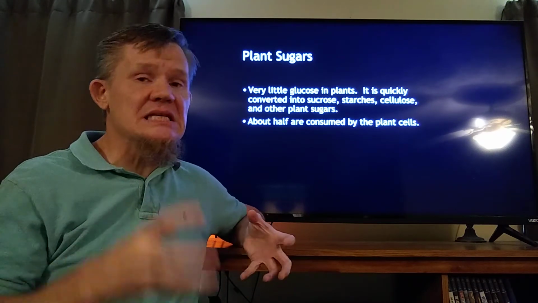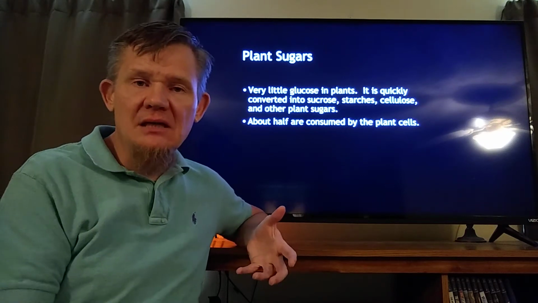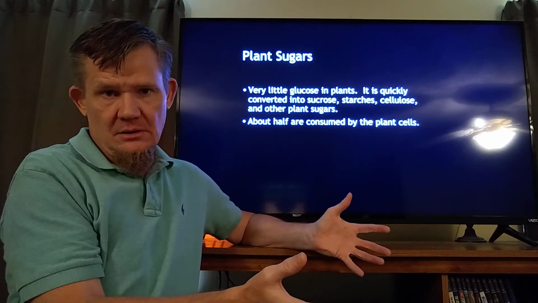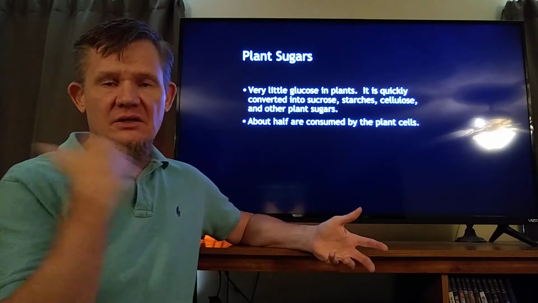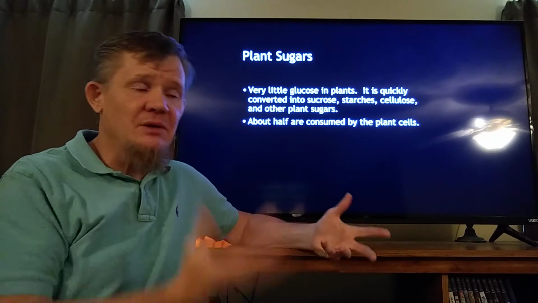Starch is really stable. That's why pasta, dried spaghetti noodles, can sit in your cabinet for literally years, and then you can still cook it and it's fine. Starch is very, very stable. That's why plants make it.